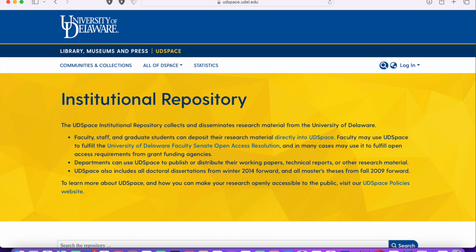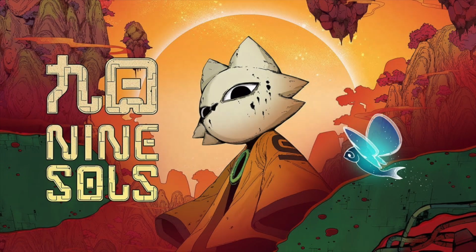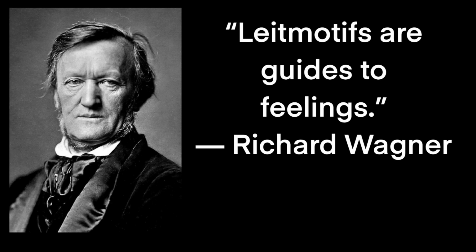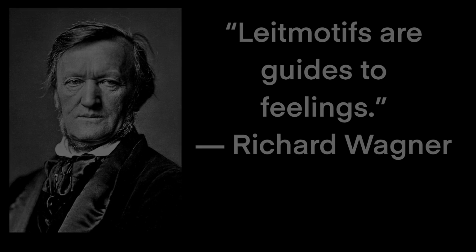In this essay, I'm going to be focusing on some specific types of leitmotifs and how they are used in the video game Nine Souls. I'm going to be looking at character leitmotifs, emotional leitmotifs, and ones that are used to communicate character evolution. Richard Wagner stated that leitmotifs are guides to feelings, and that is the crux of what I'm going to be talking about today.